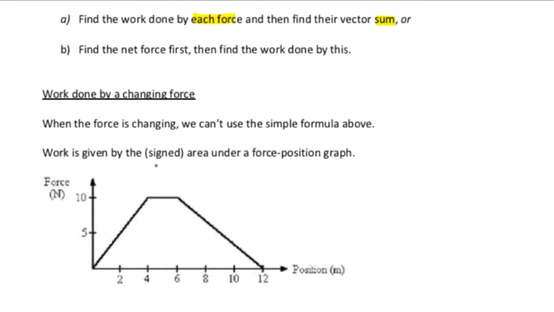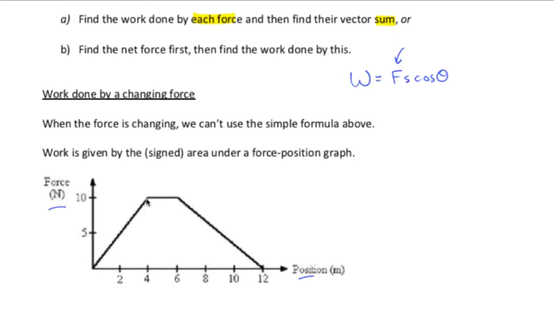What about when there's a changing force? Well, when there's a changing force, this formula doesn't work very well because the value of the force is changing. So we can't use it. Instead, what we need to do is graph force versus position, as is shown here, and then the work is the signed area under a force-position graph. Just like earlier we found that the displacement is the signed area under a velocity-time graph.